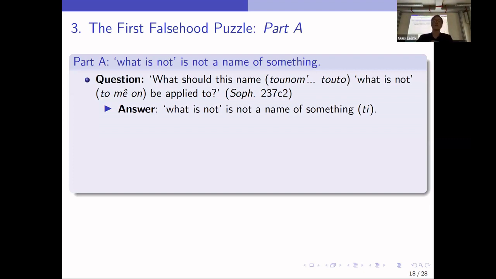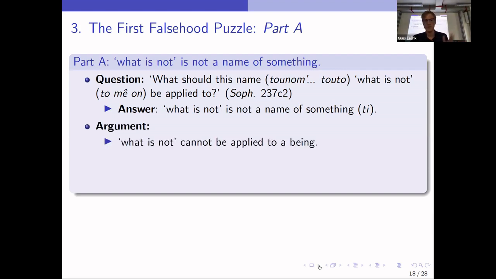Part A opens with a question, namely, what should this name, to me on, "what is not," be applied to? And the interlocutors then arrive at the answer that the alleged name "what is not" is not a name of something. It should not be applied to anything, for the alleged name "what is not" is not a name of something. That's the answer. We then get an argument for this answer, and that goes as follows.